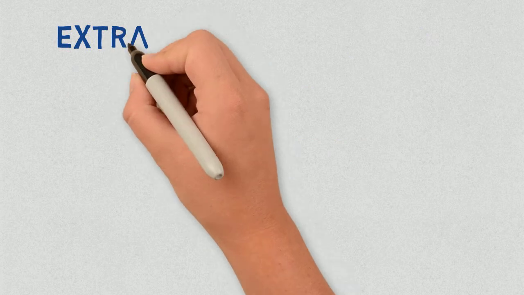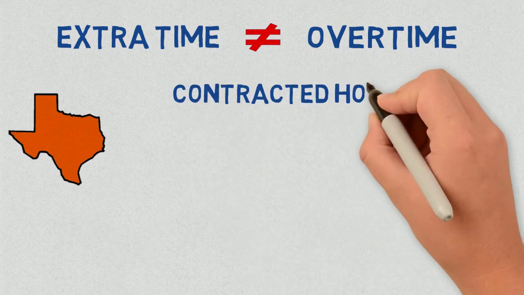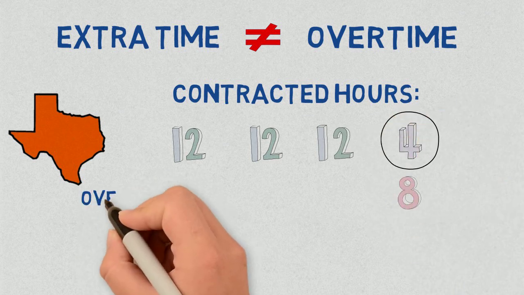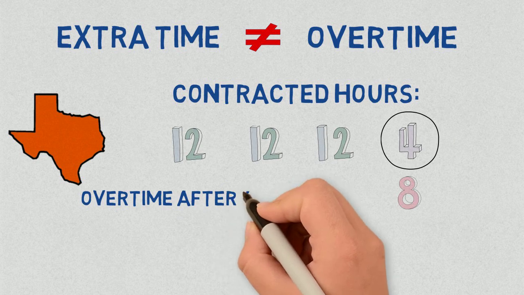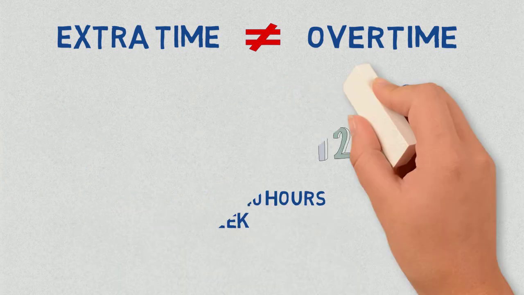Now let's look at 2 common examples of when extra time is not overtime. First, if you're contracted to work 36 hours per week in Texas and you pick up a 4th shift, then the first 4 hours of that shift are extra time but not overtime. Remember, Texas requires overtime to be paid after 40 hours in a week.